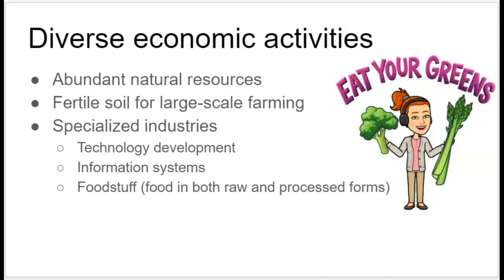The United States and Canada have a variety of economic activities. While many jobs are in the service industry, we also have abundant natural resources and fertile soil for farming, which are primary level economic activities. We specialize in the development of technology and information systems, as well as producing food for ourselves and the world.